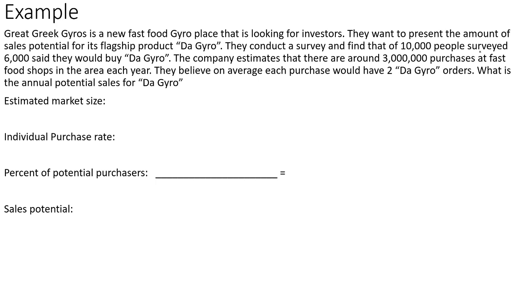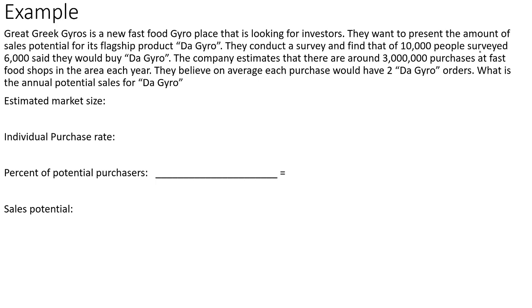So they conduct a survey. They find that of 10,000 people, 6,000 would say that they would buy their flagship product, the Euro. So that's kind of like your Big Mac or whatever. That's what a flagship product is. It's the thing you're known for. So they said, okay, we asked 10,000 people, 6,000 said they would buy this.